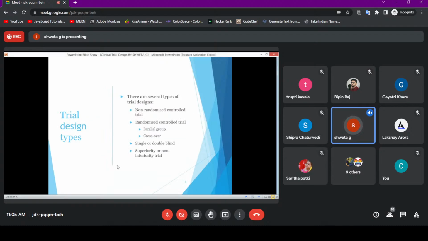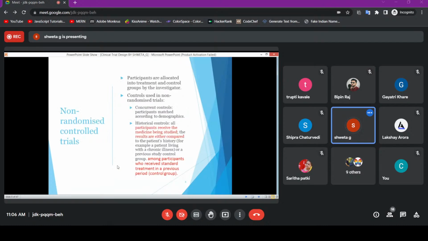Then we have the trial design. There are several types of trial design. One is the non-randomized controlled trial, which I told you about. Then we have the randomized control trial, which I also told you about. In randomized control trials, there are a number of designs such as parallel and crossover. This will go into detail later. Then we have single or double blind, and superiority or non-inferiority trials.